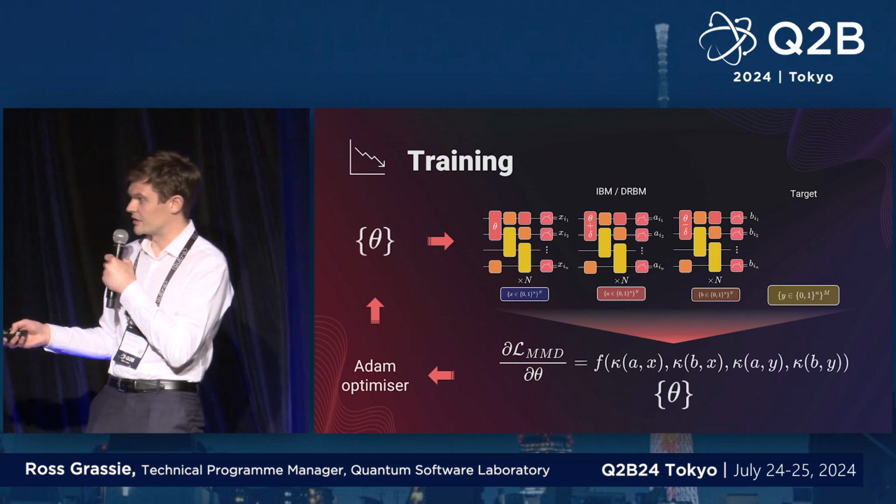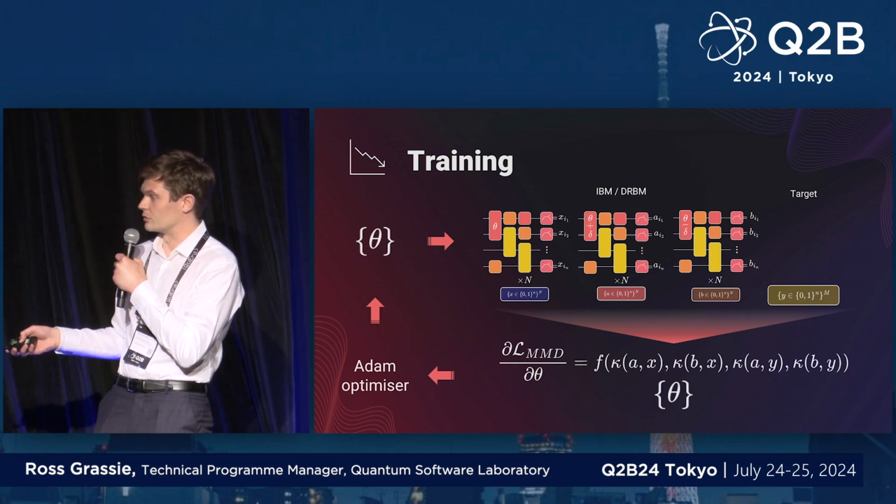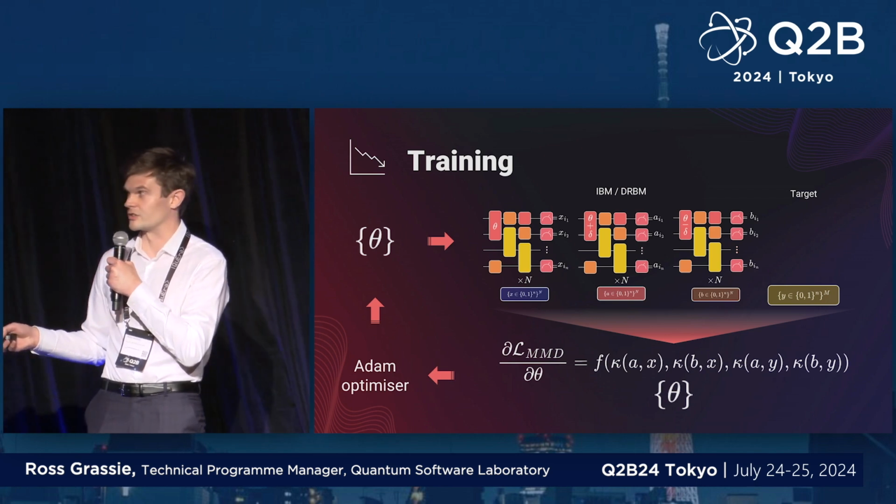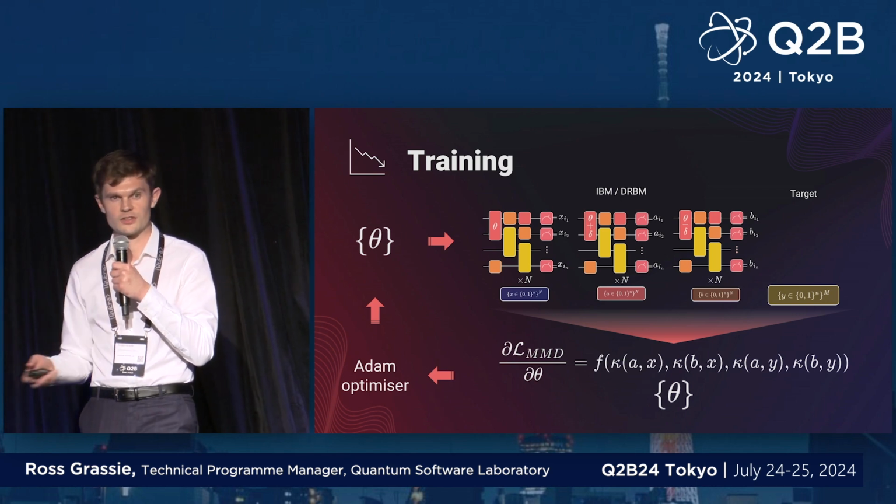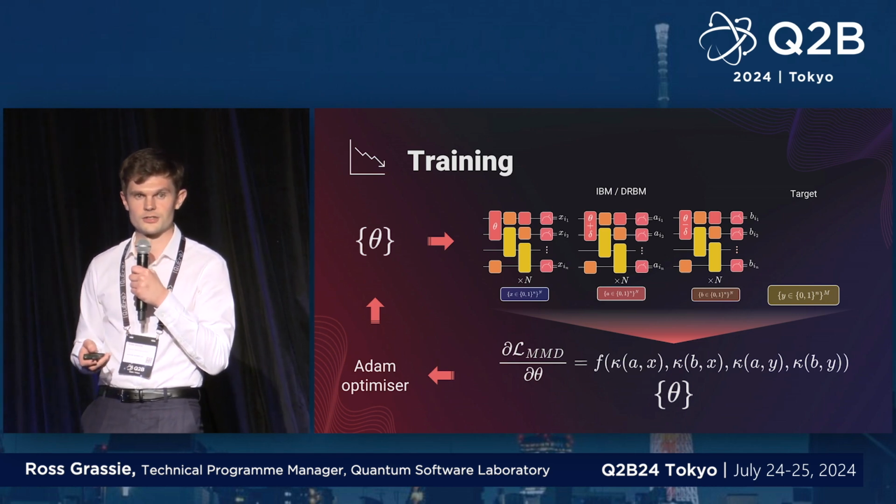So we calculate these gradients, take the initial parameters, put it into an optimizer, and that will suggest new parameters, and we keep doing this cycle until our cost function converges.